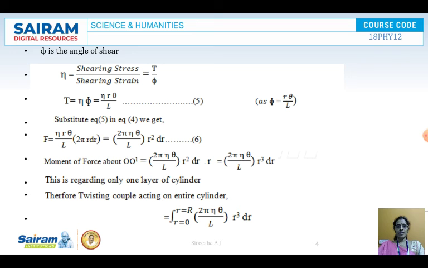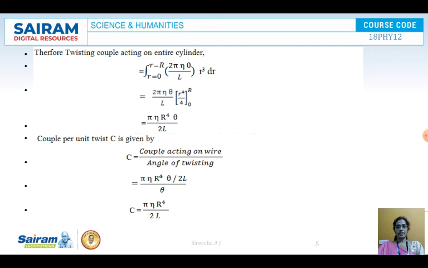It is 2 pi eta theta by L into r cube dr. Therefore, the twisting couple acting on the entire cylinder, with the same equation written again for continuity, is equal to 2 pi eta theta by L into r to the power of 4 by 4 under the limits 0 to R. Since integration is from 0 to R, the lower limit is 0 and the upper limit is capital R. And the integral of r cube is nothing but r to the power of 4 by 4.